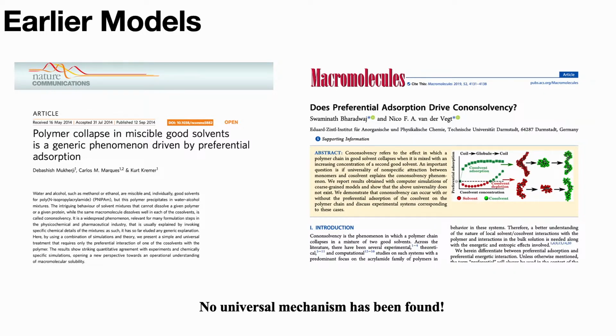One of the earlier papers I am mentioning here says that polymer collapse in miscible good solvents is a generic phenomenon which is driven by preferential adsorption. So they concluded that this phenomenon of cononsolvency is driven by this preferential adsorption. That means solvent or co-solvent will adsorb on the surface of the polymer and will give rise to the collapse behavior.